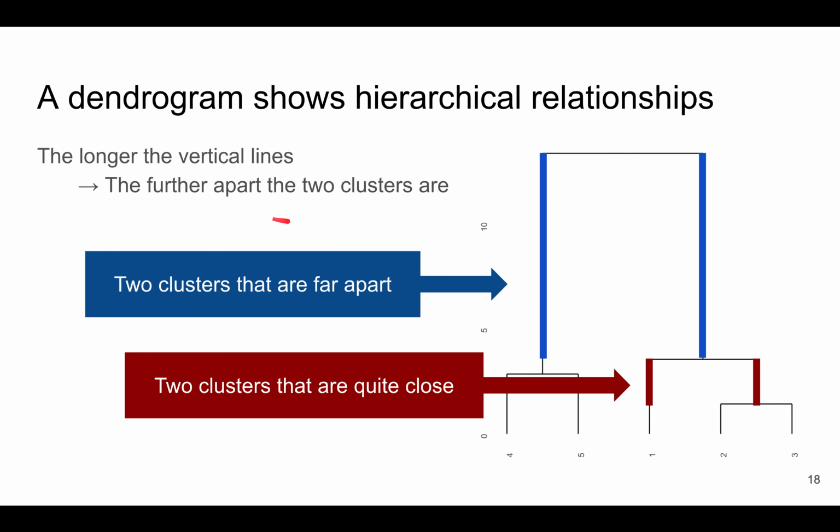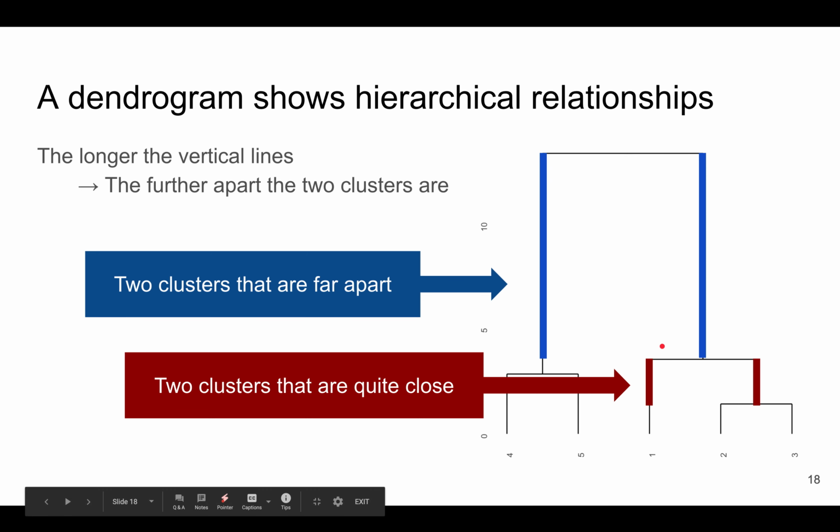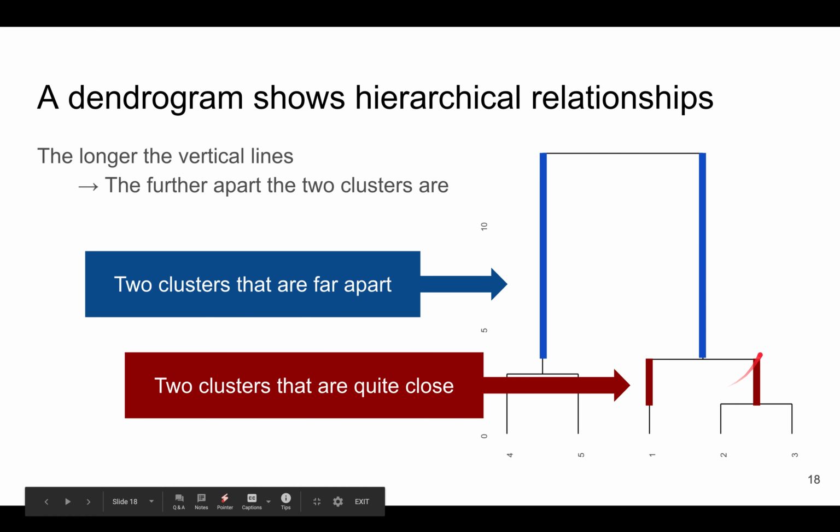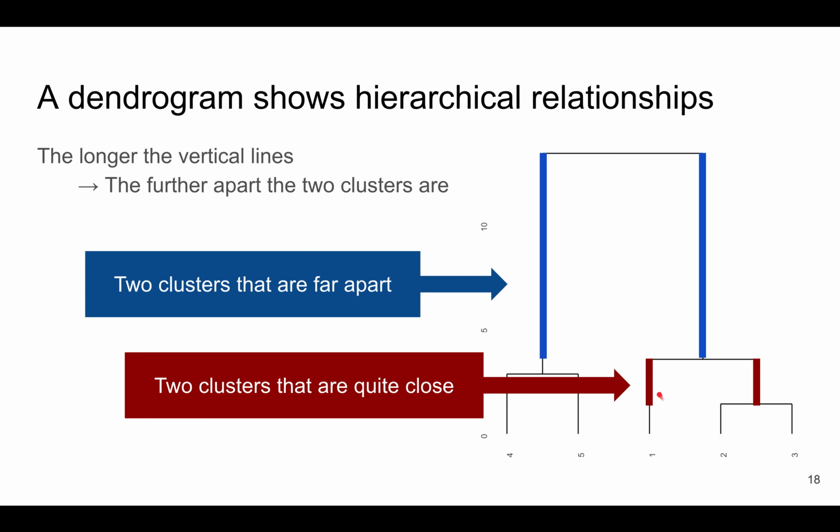And yeah, let me illustrate it again. These 2 clusters, 4, 5 and 1, 2, 3, are quite far apart, as you can see by the very long vertical line here. But these 2 clusters, 1 and the 2, 3 cluster, are relatively close. That's why the vertical line is relatively short.